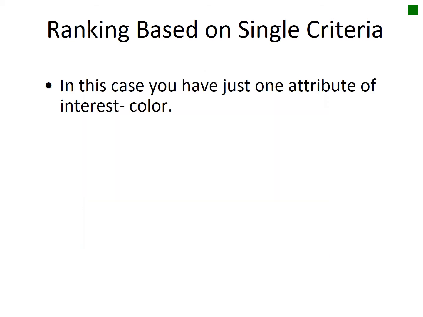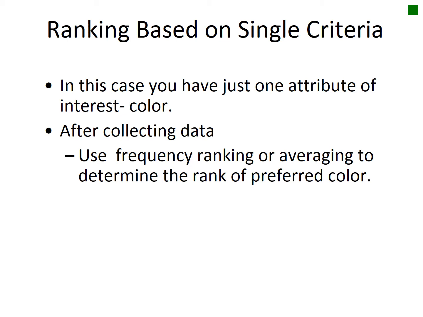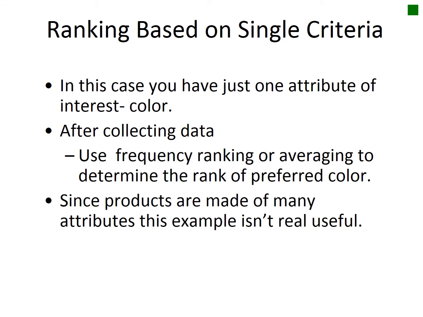The products that are identified here only have one attribute of interest or one feature that's distinguishing, and that would be color. So after we collect data in this particular case, given that it only has one attribute, we'll simply have the consumers rank order their preference, and the frequency of the hat that occurs the most often would be the most preferred color, and that's probably the color that we would first put into production. Since products, though, are made of many different attributes, this example probably isn't the most useful.